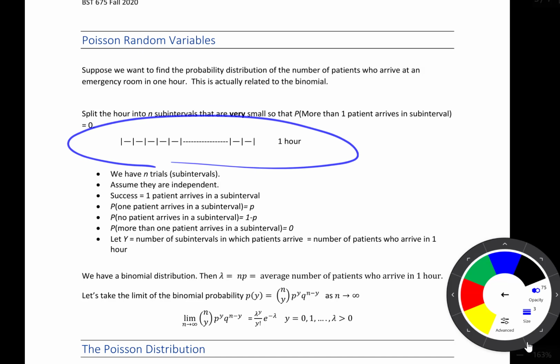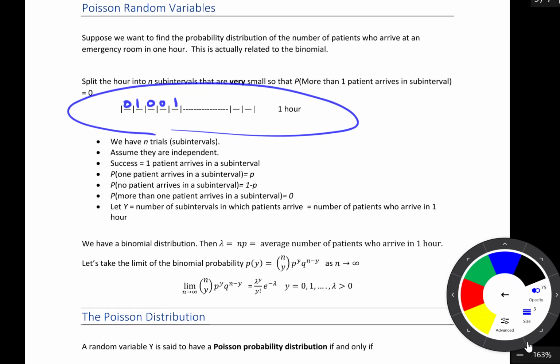And what we're saying is that in each of these subintervals, a patient either arrives or they don't. So in each of these intervals, we're going to have a 0 or we'll have a 1. Either one patient arrived or no patients arrived, and we've made those intervals small enough. So the idea here is that we have n trials, and in each of those trials we have a 0 or a 1, a success or a failure. We can assume they're independent, and so the probability that a patient arrives in one subinterval is equal to p, and the probability that no one arrives in that subinterval is 1 minus p.